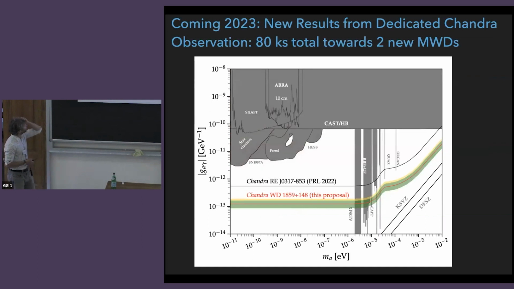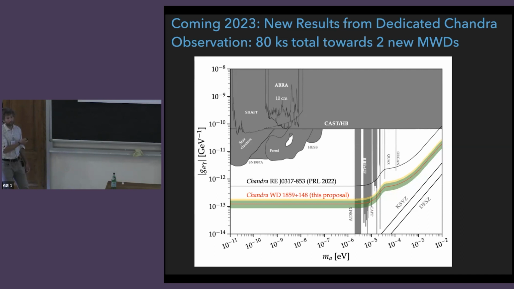So what are we doing now? Coming in 2023, we have new Chandra observations that were awarded to us, a total of 80 kiloseconds of time. And we're following up on two brand new magnetic white dwarfs. Our most optimistic one is this white dwarf 1859. And this turns out to be much hotter, or we estimate it's much hotter in the core than the previous one that we looked at, such that our sensitivity should actually jump by almost a factor of 5. So this is going to be super exciting. We don't have that data yet, but that data should be coming soon, and will be a pretty big jump in sensitivity.